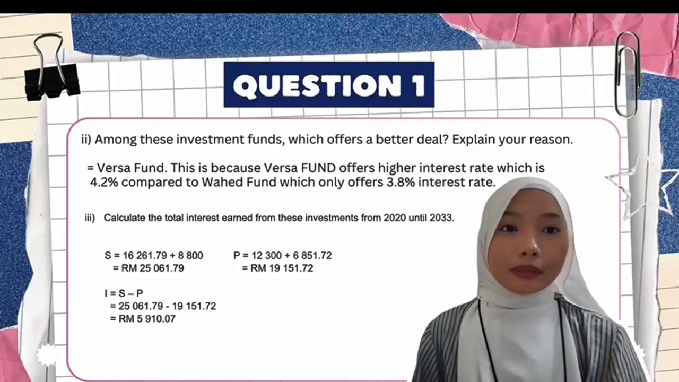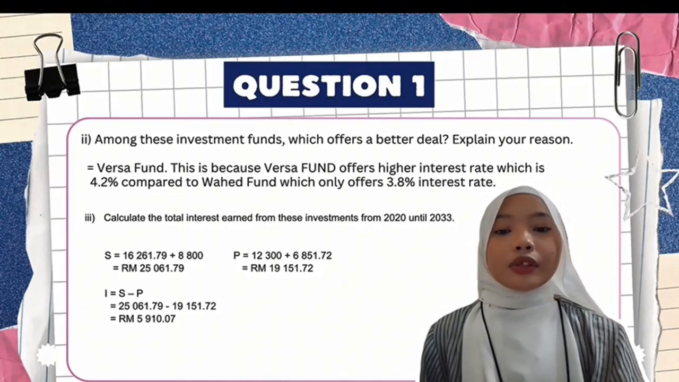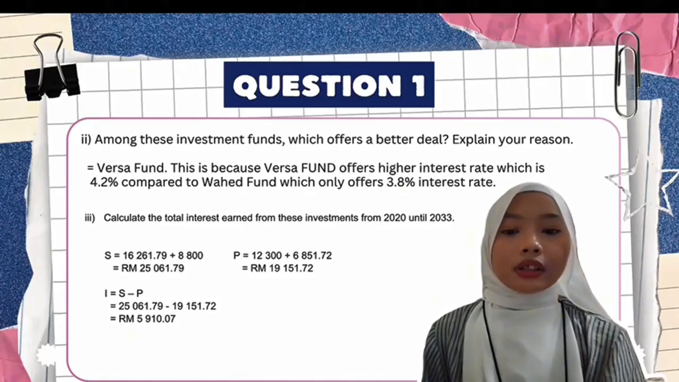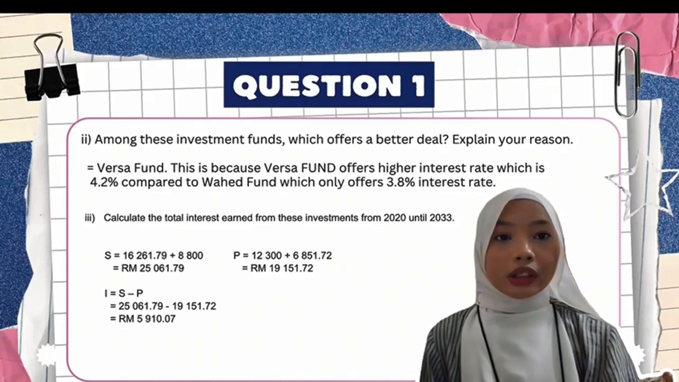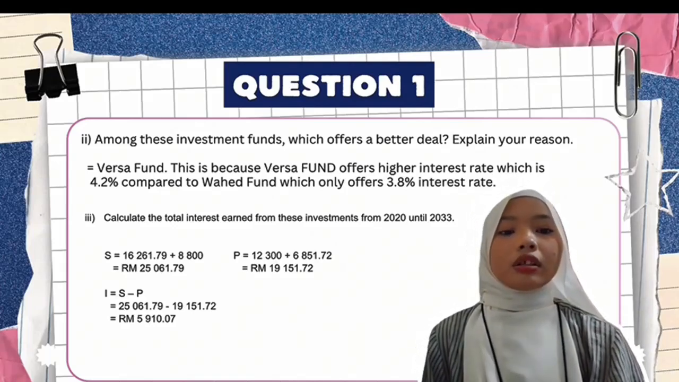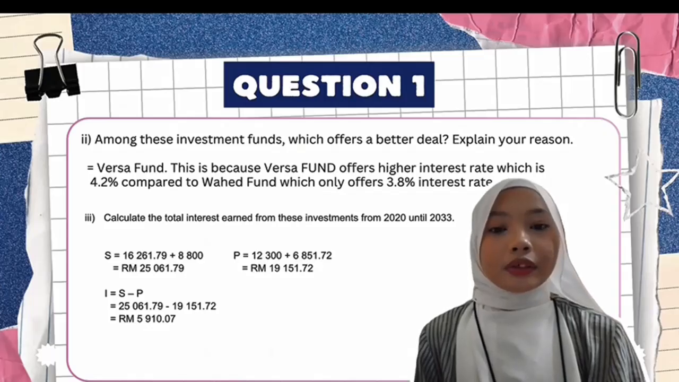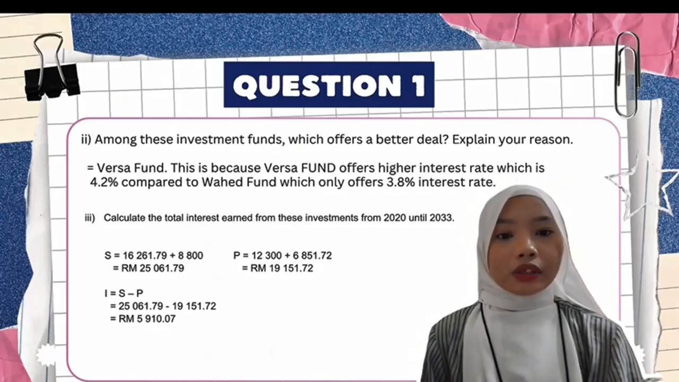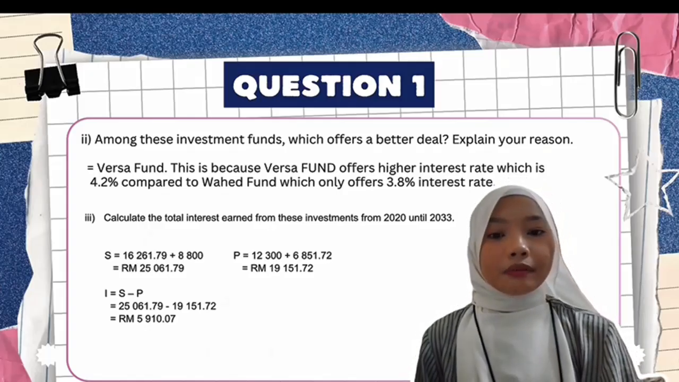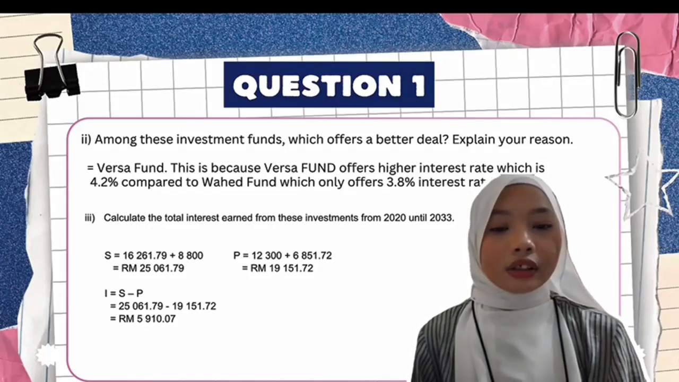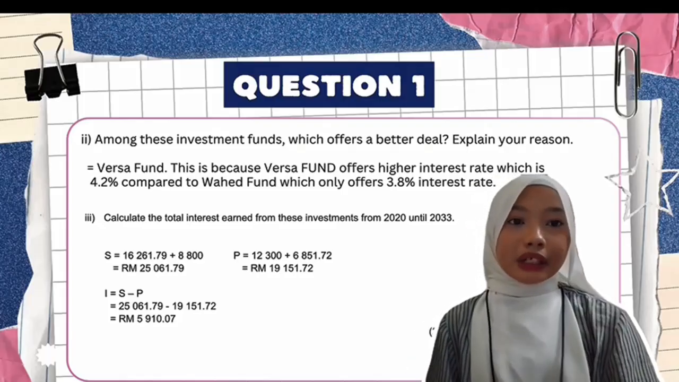We need to find the amount of value P. So P equals 12,300 ringgit, which we get by 8,800 ringgit, which is the future value of the unit trust, plus 3,500 ringgit, which is the additional amount that Haris contributed in the same fund. And then the 12,300 ringgit we add to 6,851 ringgit 72 cents, and we get the amount of value P, which is 19,151 ringgit 72 cents.